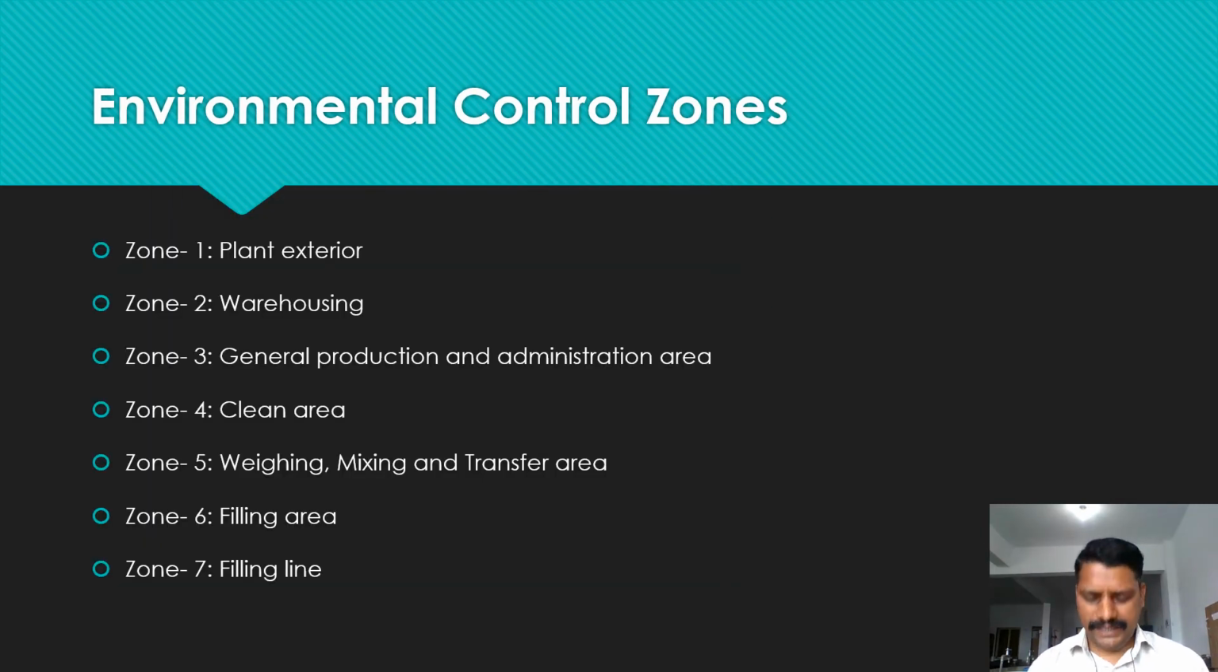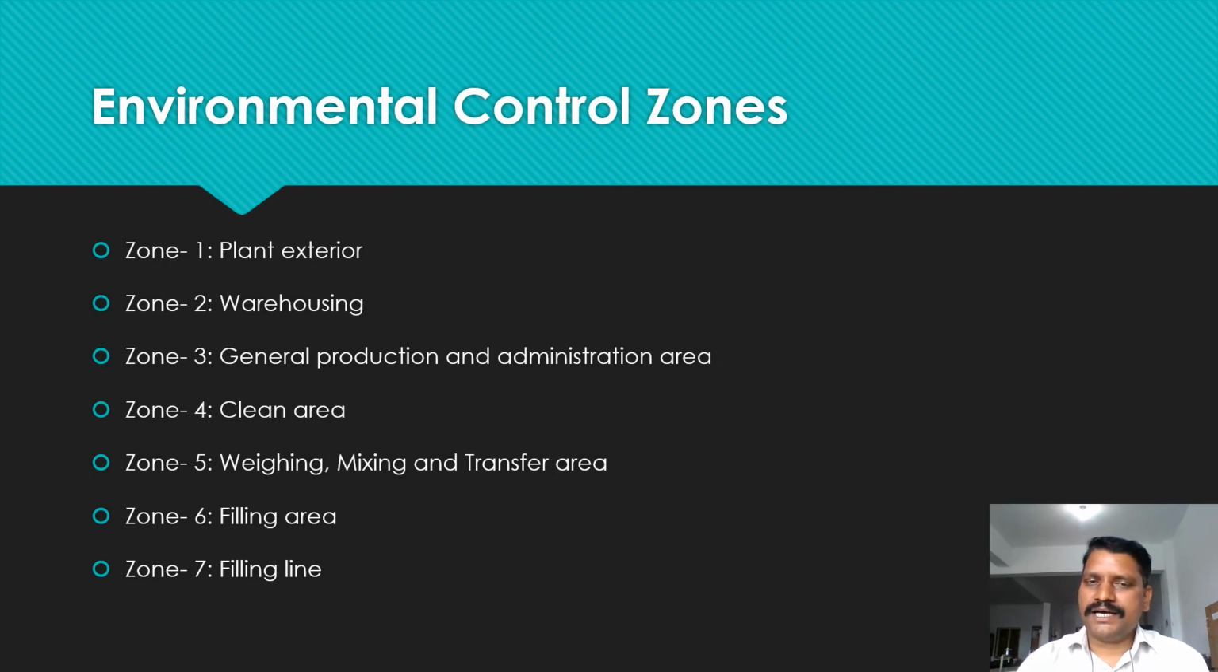Now, environmental control zones. Zone 1 is the plant exterior, a description regarding the exterior of the plant. Then zone 2, warehousing, the design of a warehousing or storage area. Then zone 3, the general production and administration area, office area generally.